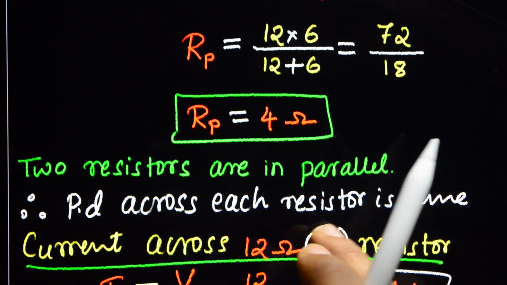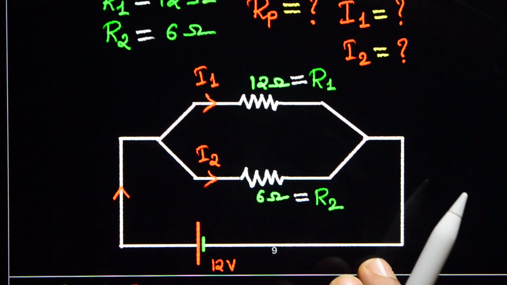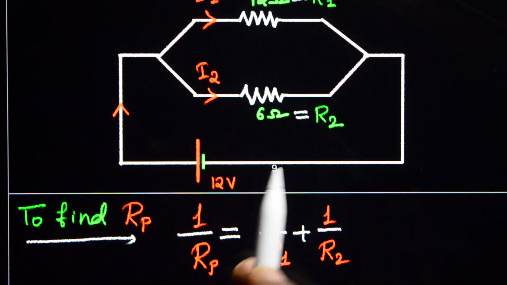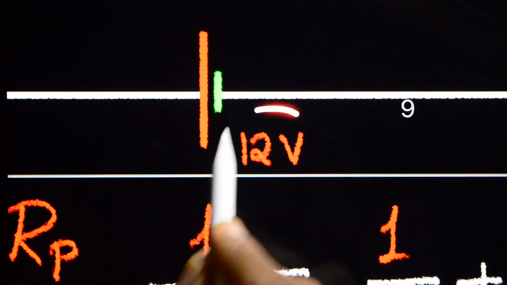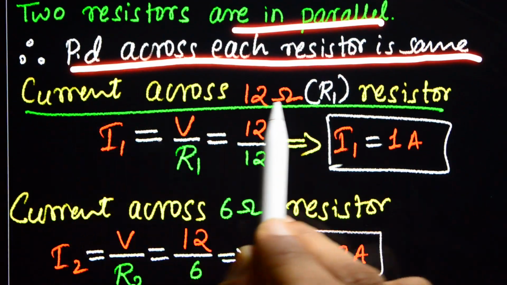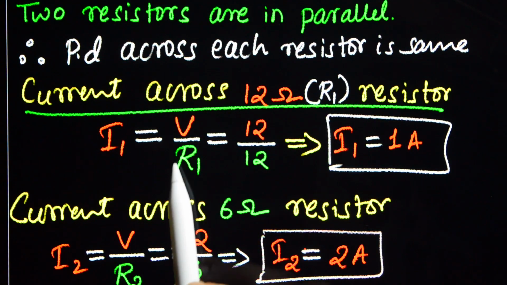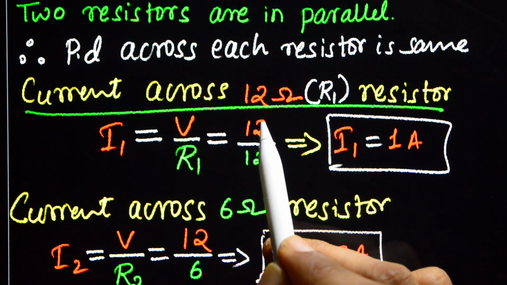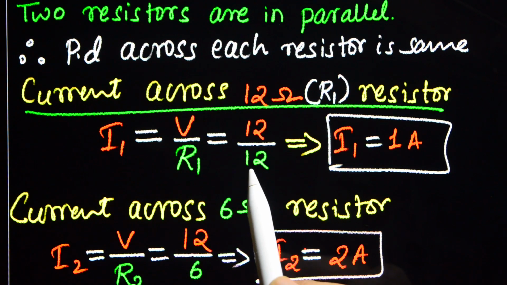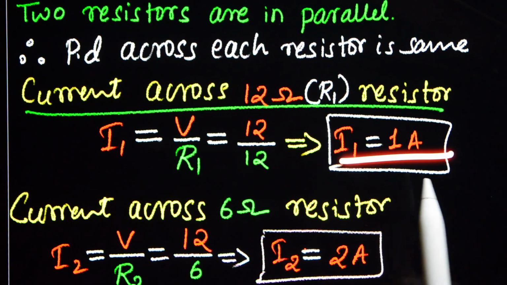We know that when two resistors are in parallel, the potential difference across each resistor is the same. When you connect resistors in parallel, the potential difference across each one is the same. Now the applied potential is 12 volt, and therefore the current across the 12 ohm resistor, R1, I1 is equal to V by R1. What is V? V is the potential difference across R1, and R1 is the resistance of the resistor, that is 12 ohm. 12 volt by 12 ohm. Here I1 is equal to 1 ampere.